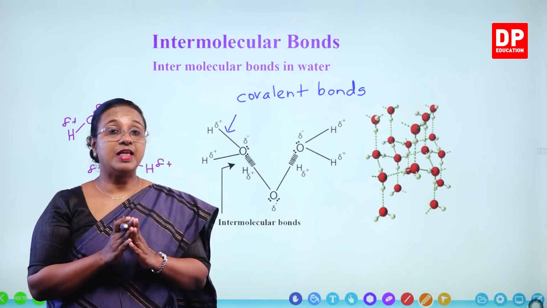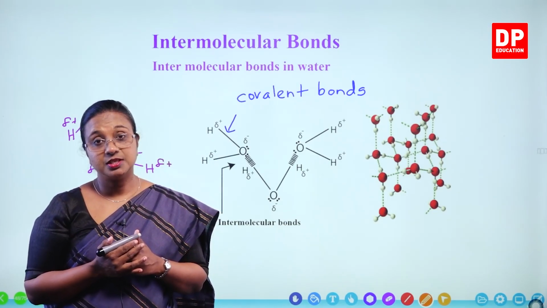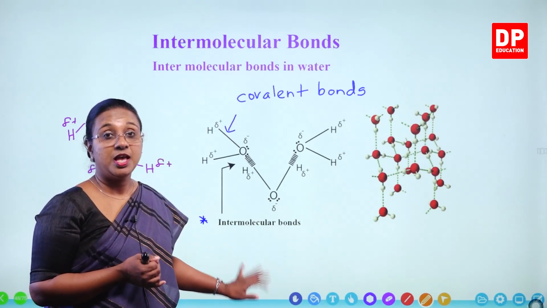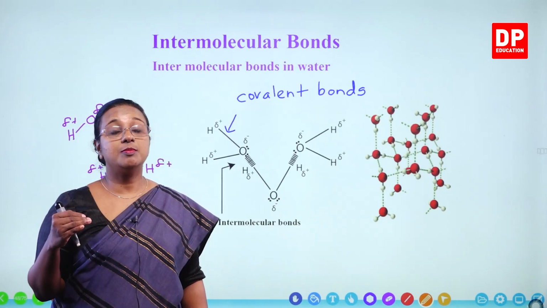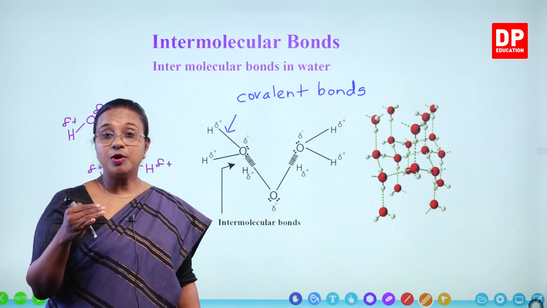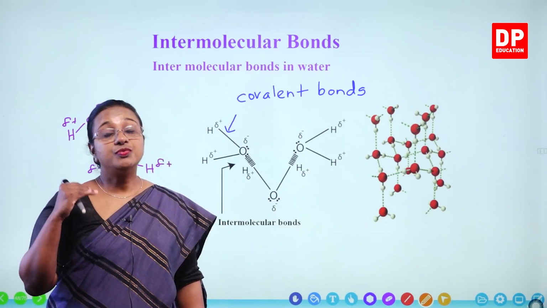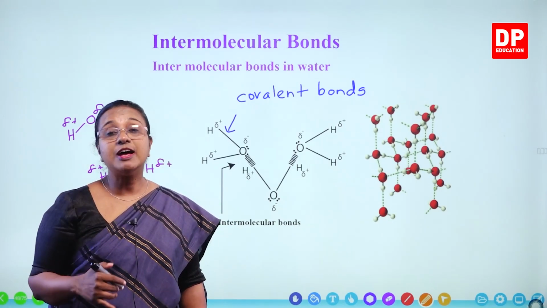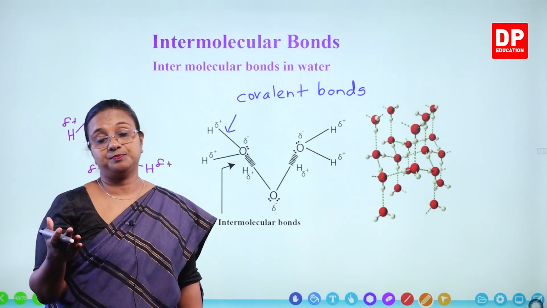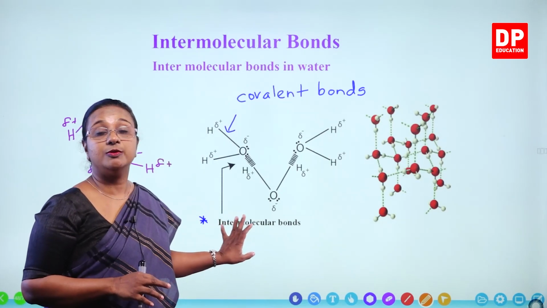So these bonds are also somewhat strong. Because of that, water is a liquid at room temperature. That is because of this intermolecular bond. When you boil water, you need to break the intermolecular bonds, and only then will it become water vapor. For that we need to provide a lot of energy. That is why water has a high boiling point. So that property is because of the intermolecular bond.